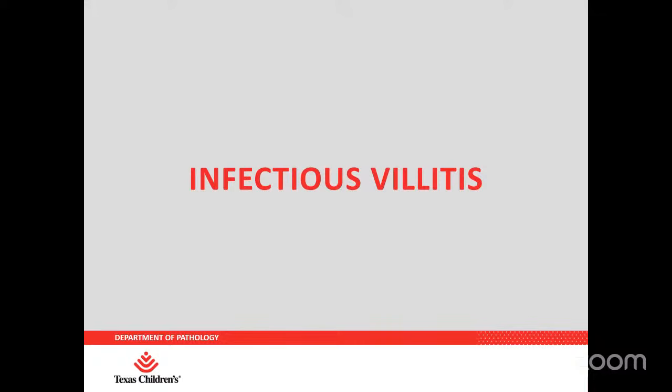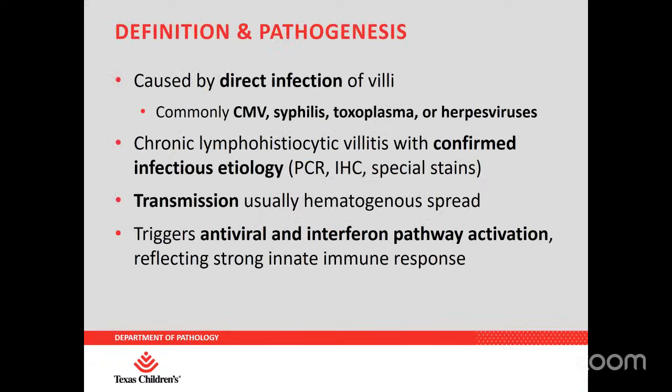So, as we said, non-infectious villitis is essentially an immune-mediated process, but not all chronic villitis fits that pattern, and some cases are truly infectious, where a pathogen drives the inflammation. Unlike the immune-mediated form, this type arises from direct infection of the villi, most often by cytomegalovirus, toxoplasma, or herpes virus. Histologically, it can look quite similar to immune-mediated villitis, but the key distinction is that the infectious organism can usually be demonstrated by special stains, immunohistochemistry, or PCR testing.